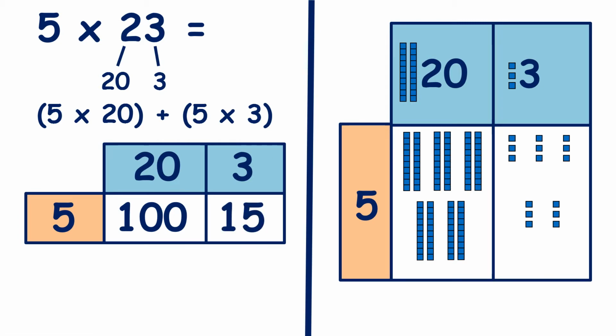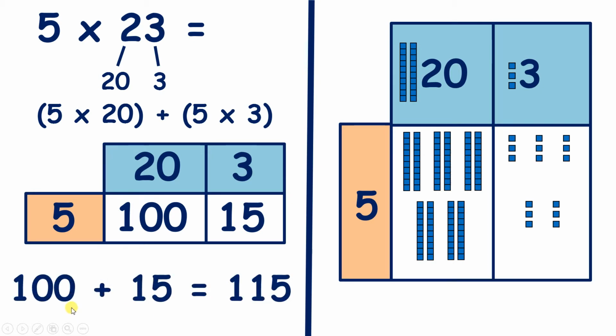Now what do we need to do? We need to add up our answers. So 100 plus 15 is 115. So that's our answer.